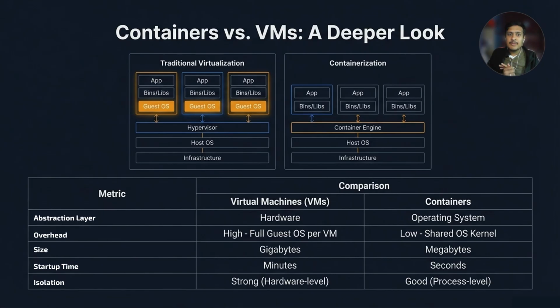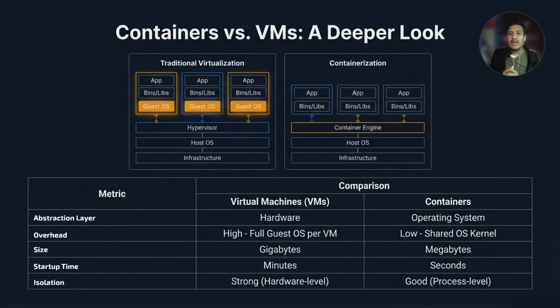Overhead. VMs have a high overhead due to a full guest OS per virtual machine. Containers, on the other hand, have low overhead because they share the OS kernel. Size. VMs are measured in gigabytes. On the other hand, containers are measured in mere megabytes.